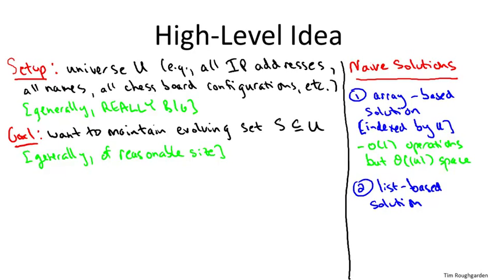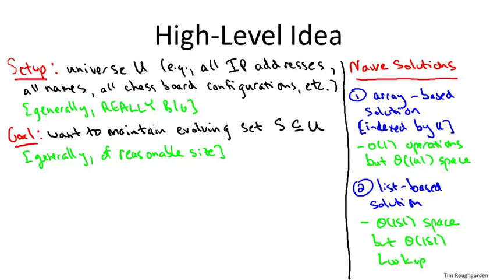The bad news is to figure out whether something is or is not in a list, you generally have to traverse through most of that list, and so that's going to take time proportional to the length of the list. So really the question we're faced in implementing a hash table is, can we get the best of both worlds of these two naive solutions?